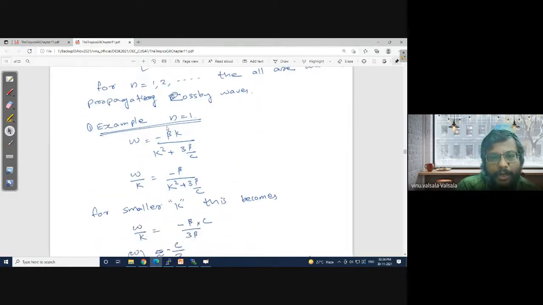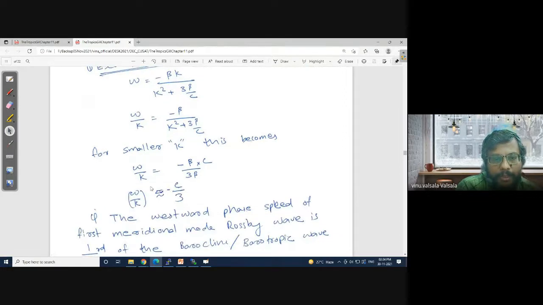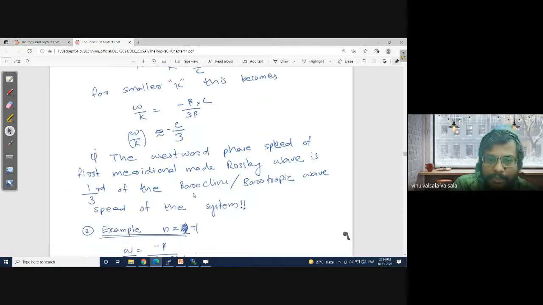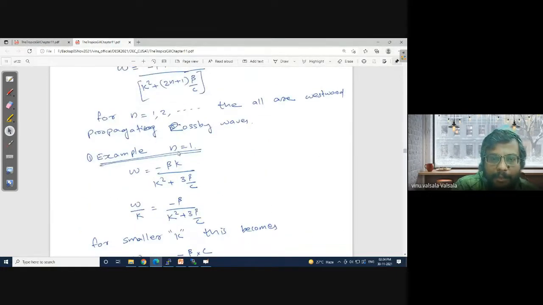Now for n equal to 1, we have found that the speed of the wave is approximately 1/3 of the speed of the system, where this speed is the square root of gh, which is 200 meter per second for a barotropic condition, or around 3 meter per second for a baroclinic condition. That is the westward phase speed of the first meridional mode. So what is n? n represents the meridional modes.